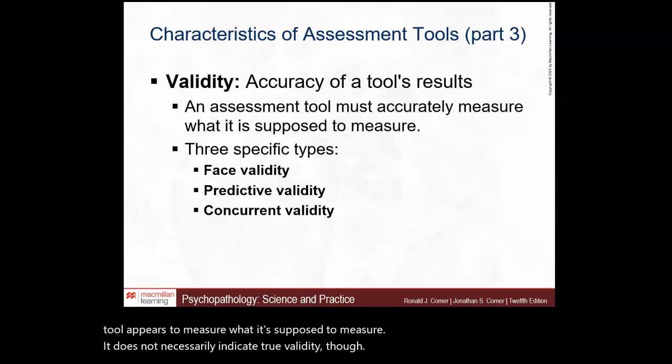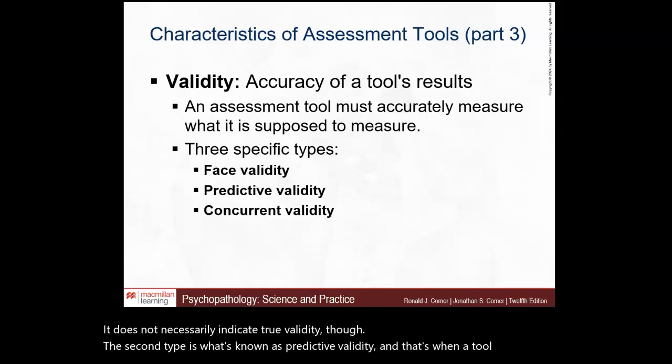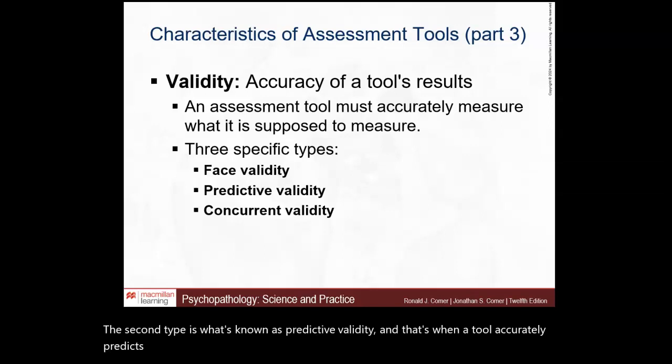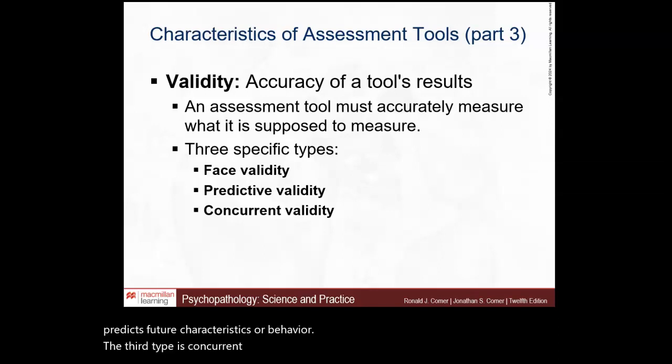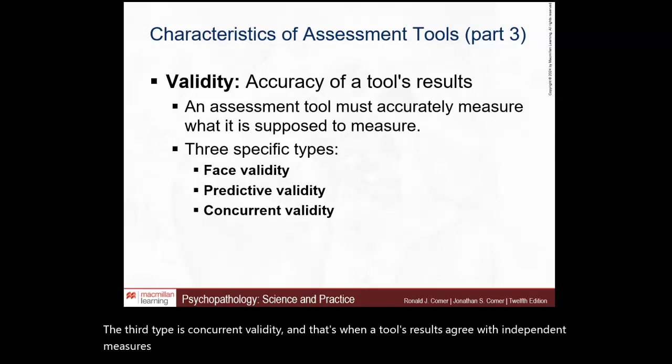The second type is what's known as predictive validity, and that's when a tool accurately predicts future characteristics or behavior. The third type is concurrent validity, and that's when a tool's results agree with independent measures assessing similar characteristics or behavior.